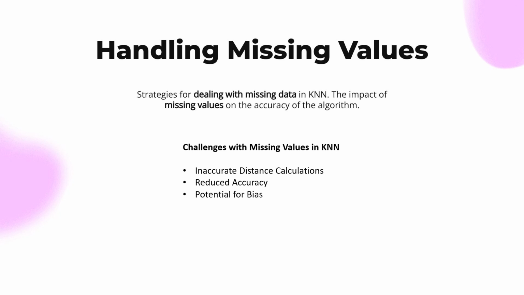Challenges with missing values in KNN. Inaccurate distance calculations. Missing values can lead to incorrect distance calculations, affecting KNN's ability to find the nearest neighbors. Reduced accuracy. Missing data can cause inaccuracies in predictions and lower model performance. Potential for bias. Methods to handle missing values can introduce bias if not applied correctly.